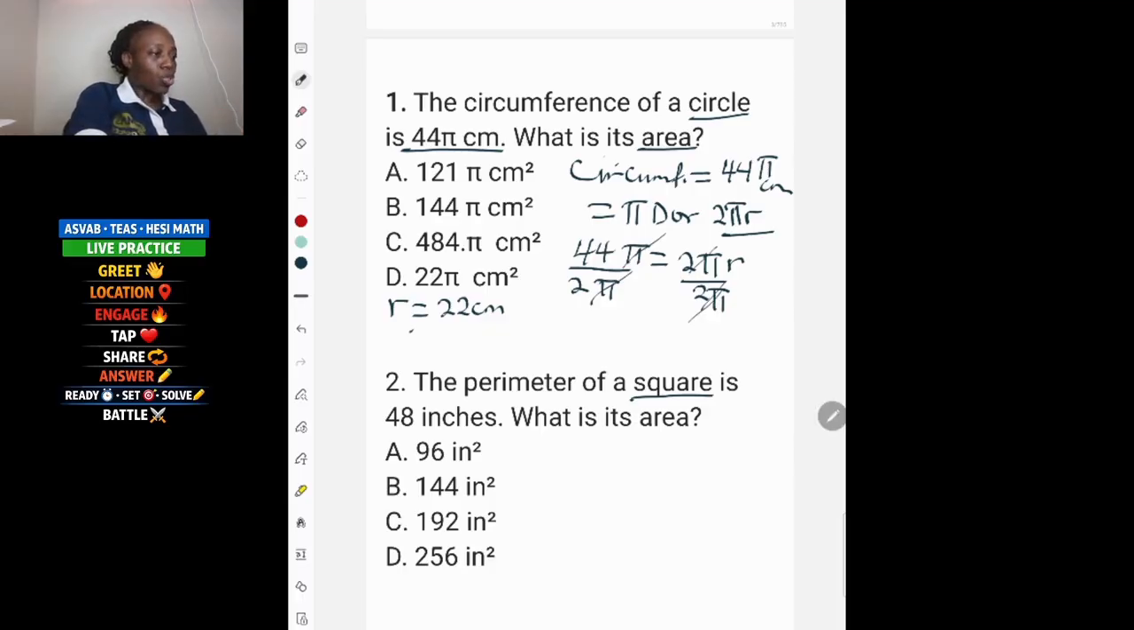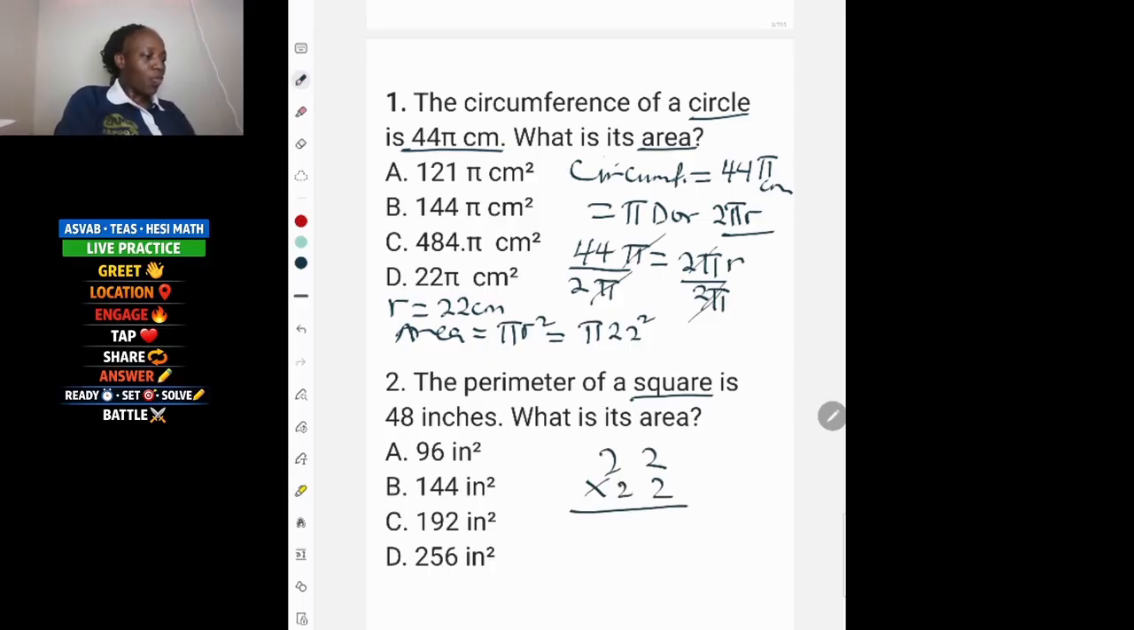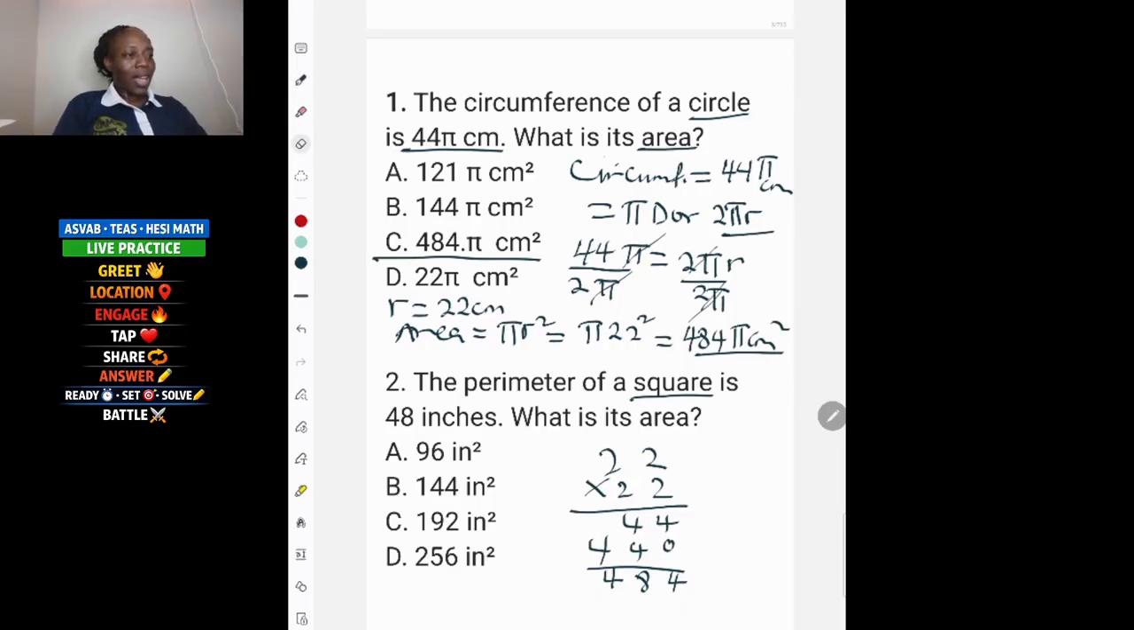So area is what? Pi r squared. And that will be what? I will retain that pi as pi. So that will be pi times 22 squared. So what is 22 squared? Let's multiply: 22 times 22 is 484. So that means what? 484 pi centimeter square. And that's C. That is C.